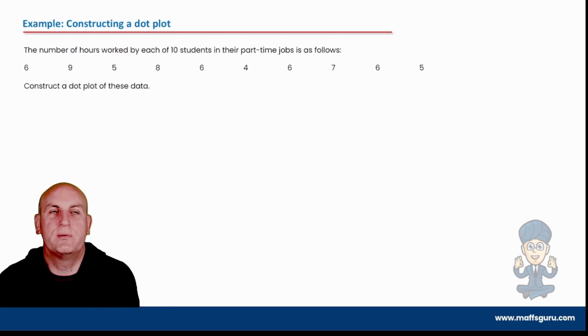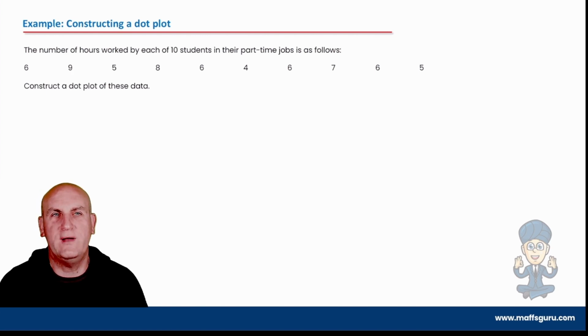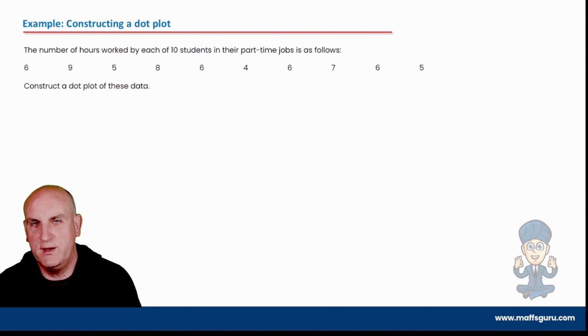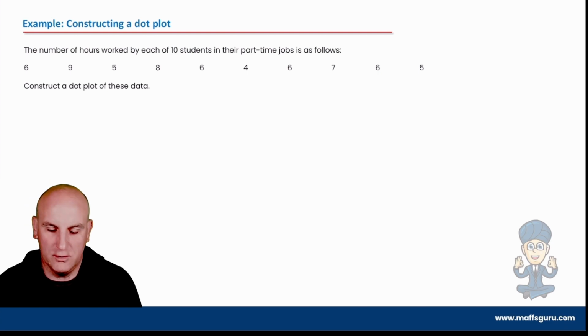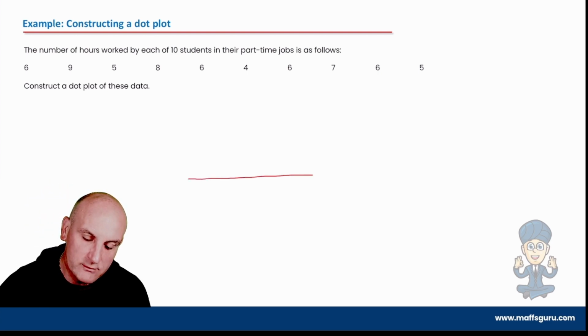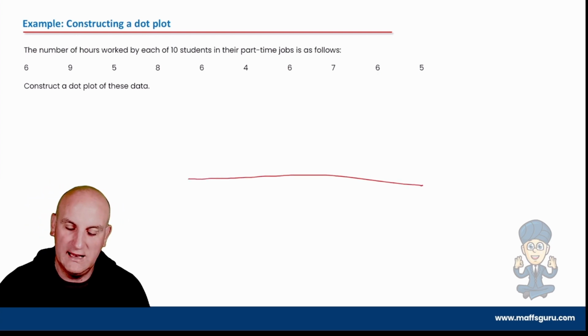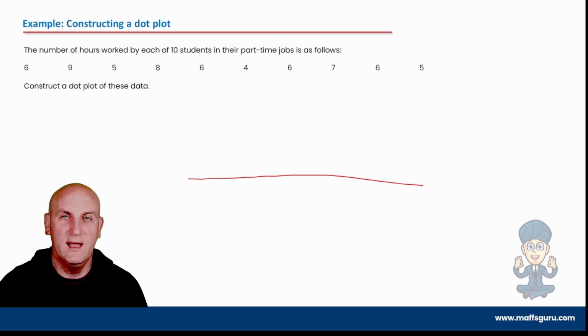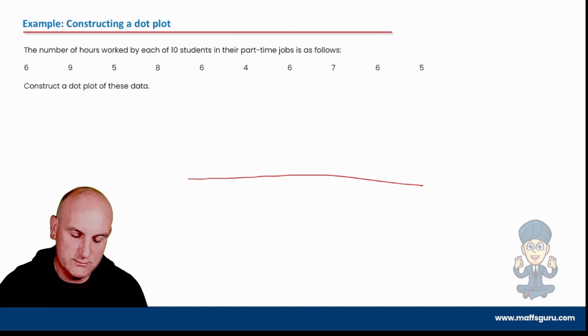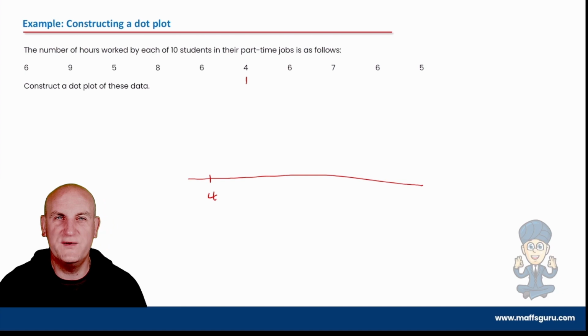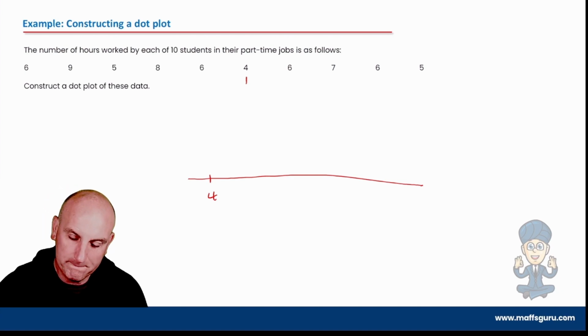So let's construct my dot plot. The number of hours worked by each of 10 students in a part-time job is as follows. Construct a dot plot. Now again, I don't have a ruler, and PowerPoint isn't very good at allowing me to draw straight lines. So let's assume that is straight. And what is my smallest value? It seems to be 4. What's my highest value there? It seems to be 9. So there's 9, 4, 5, 6, 7, 8, 9.